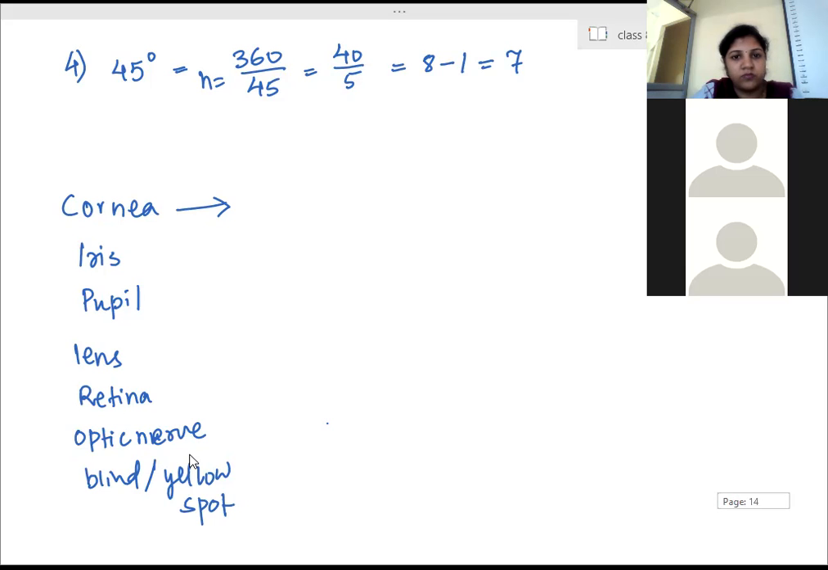This system was created by Louis Braille. He was also blind. Okay, fine then. Start solving some questions based on it.